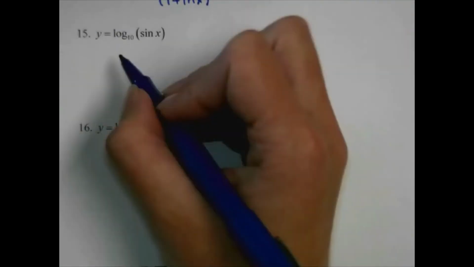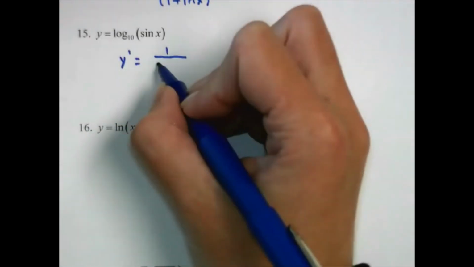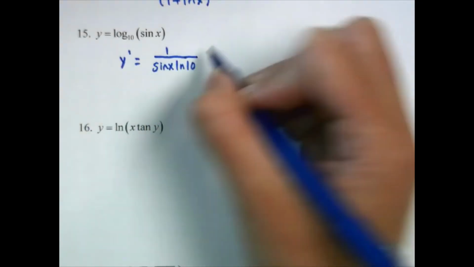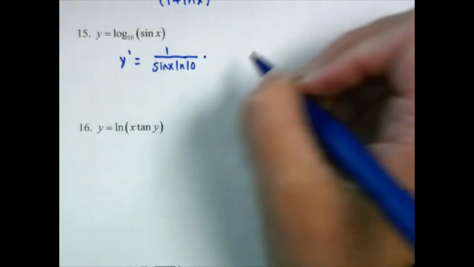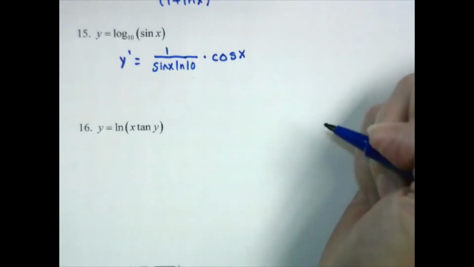Log base 10 of sine x, so this derivative is going to be 1 over x, which is sine x in this case, times the natural log of 10, times the derivative of the inside, which is cosine of x.